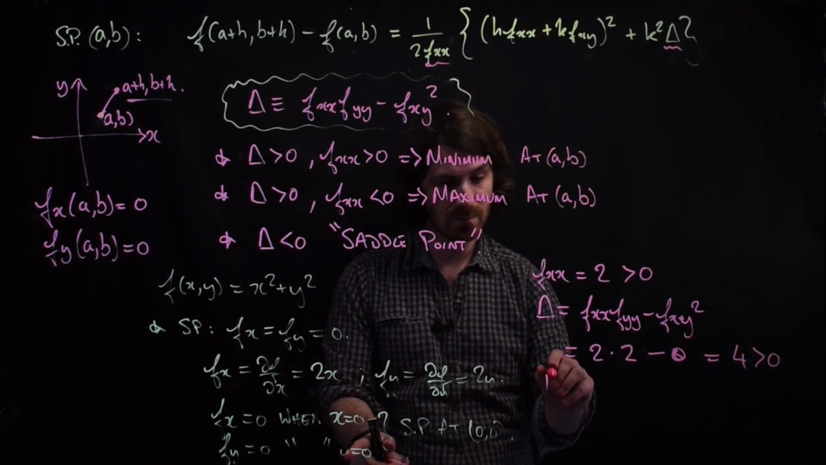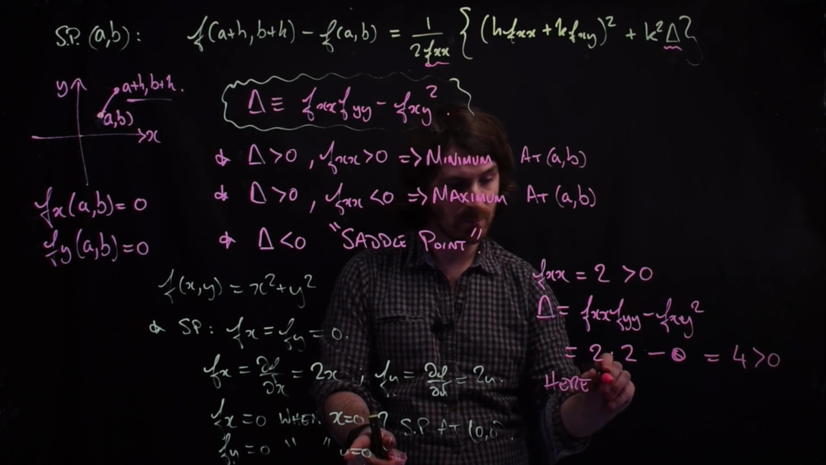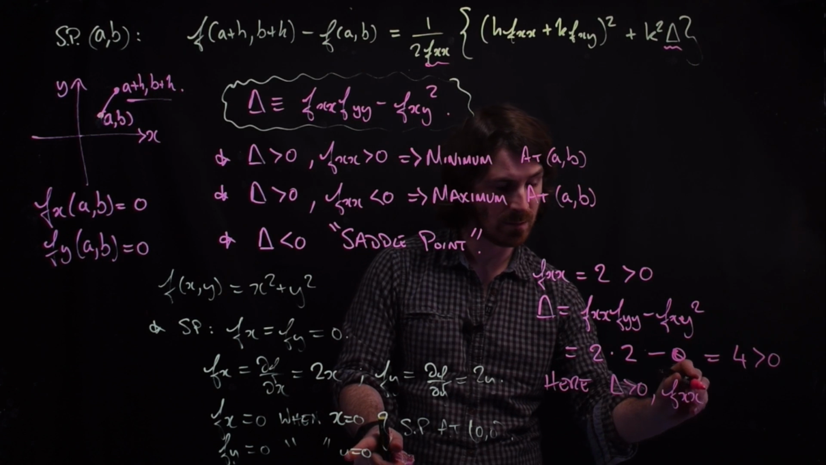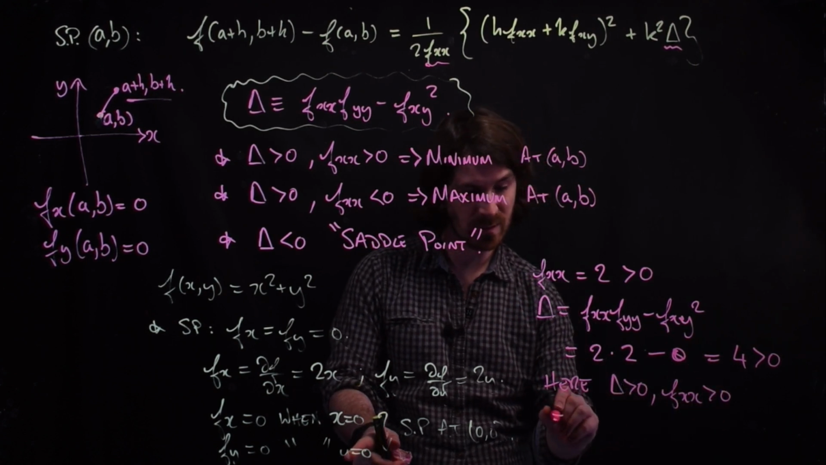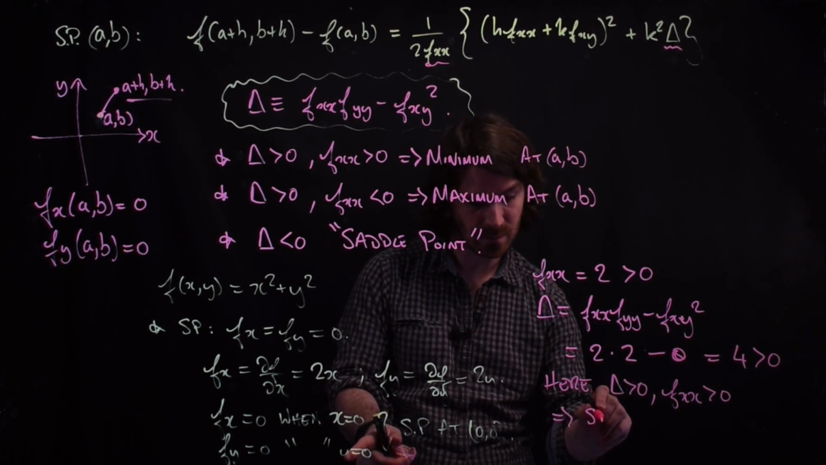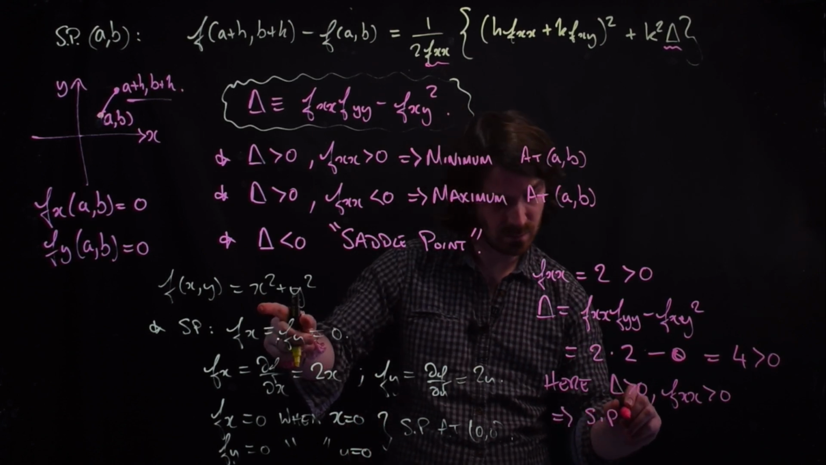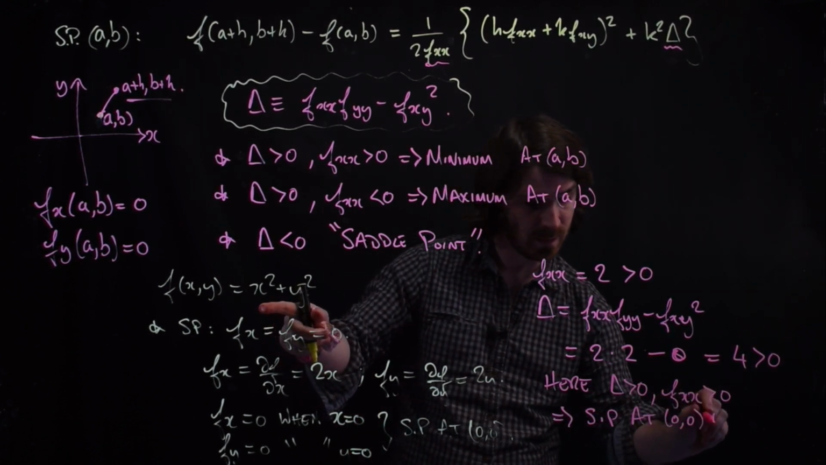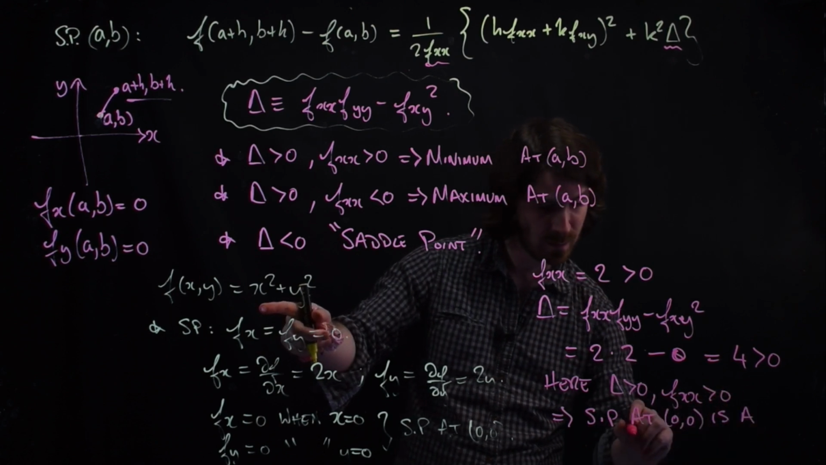Okay, so here, delta is greater than 0, and f_xx is greater than 0. So this implies that the stationary point of this function at 0, 0 is a minimum.